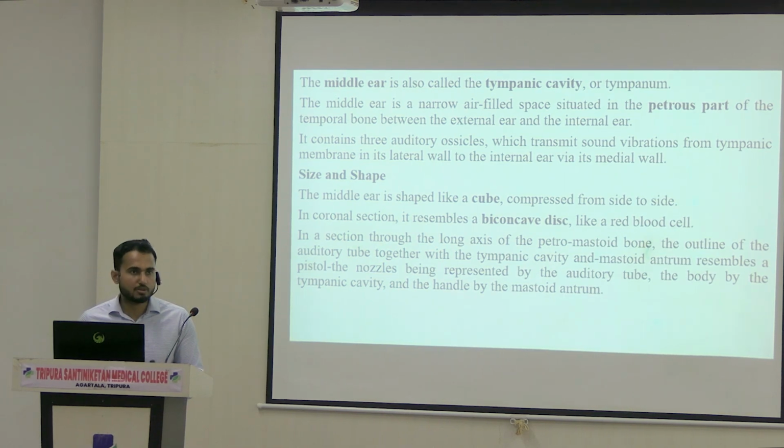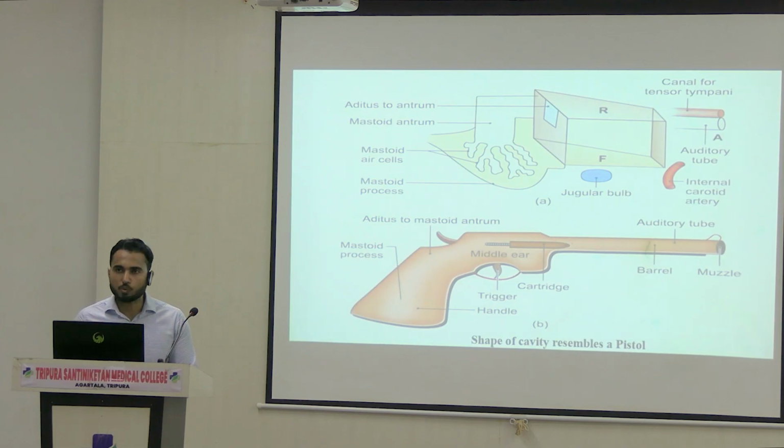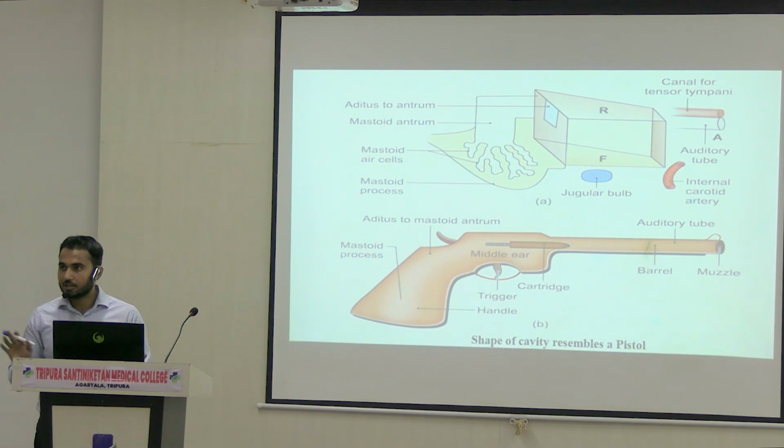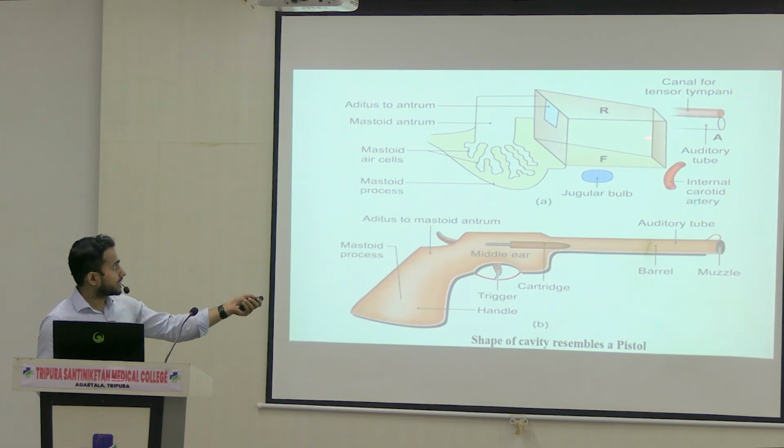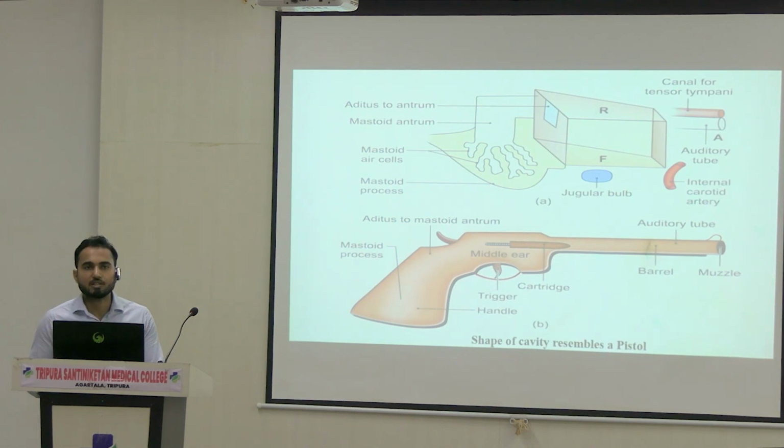I hope everyone has seen a pistol, right? See, this is the appearance. So if a long axis is going through the petromastoid bone, at that time the appearance is just like a pistol. Okay, exactly not like the pistol, but it resembles a pistol. Okay, तो ये देखो ऐसा appearance आएगा. Now this is compared with the pistol, so that the shape can be understood easily.